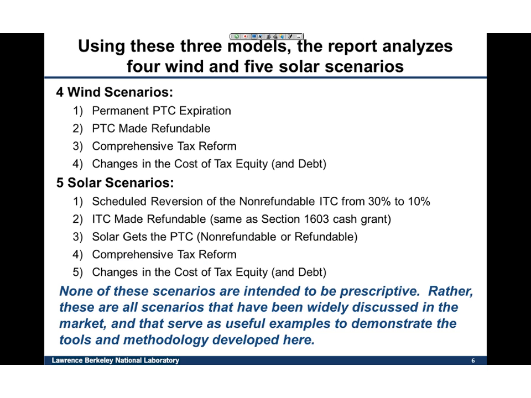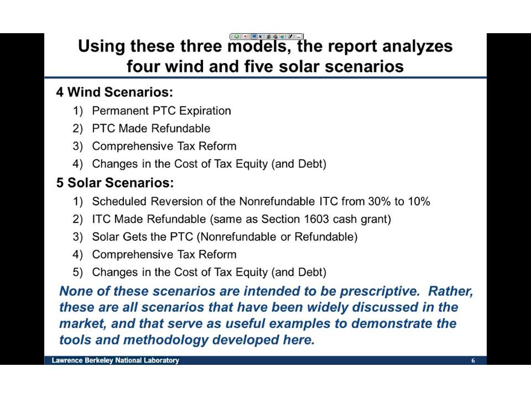So using the basic methodology described earlier in conjunction with the 3 models that I just very briefly described, I looked at 4 scenarios for wind power and 5 for solar. For wind, the most obvious scenario in which the benefits of tax equity would no longer outweigh the cost would be a permanent PTC expiration. I also looked at the implications of making the PTC refundable, which is something that's been included in President Obama's budget requests in recent years.